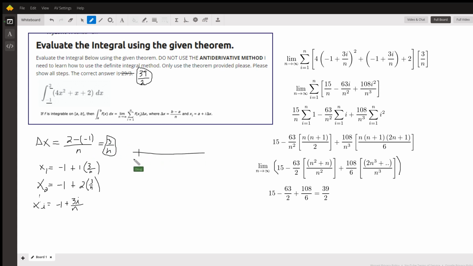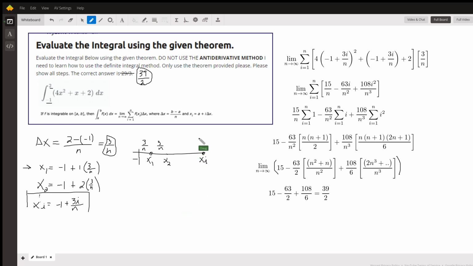Think of it as a number line. And x of 1 is going to be one of those widths away from -1. That's what we mean right here. X of 1 is -1 plus 1 width. X of 2 is -1 plus 2 widths. So here's x of 2. We've got 2 of these 3 over n's. And by the time we get to the ith right-hand endpoint, we've started at -1 and added on i of these 3 over n. So there's an expression for the right-hand endpoint.